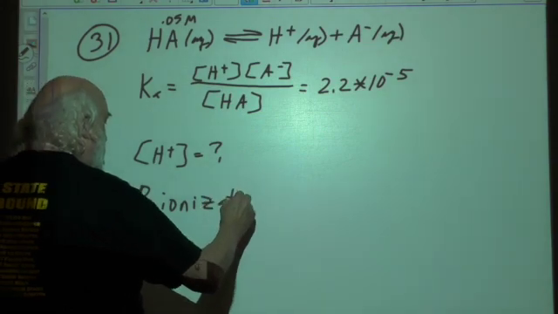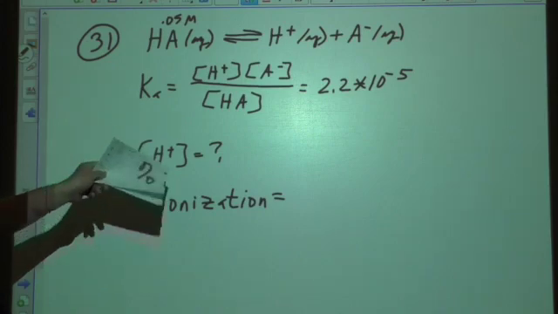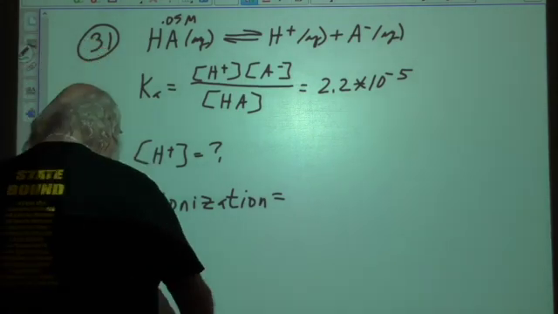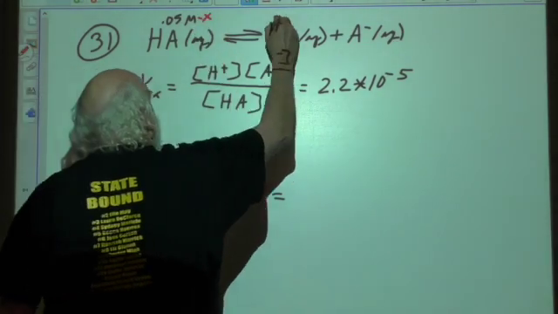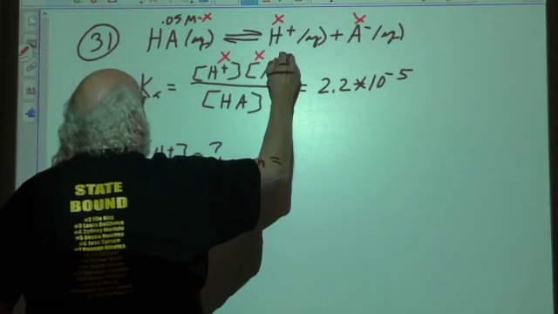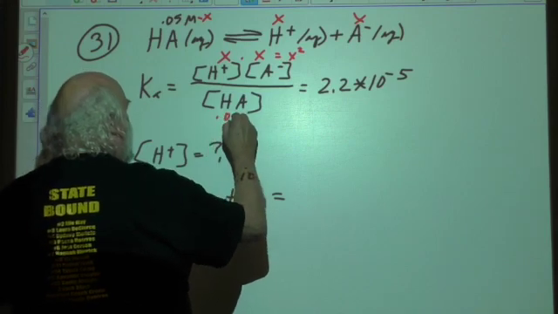Which I will, of course, show you how to do when we get to finding this value out right here. Okay? So, again, do our little mini ICE thing here. Minus x here, x here, x here. So this is x times x, which of course equals x squared. And this is going to be 0.05 minus x.